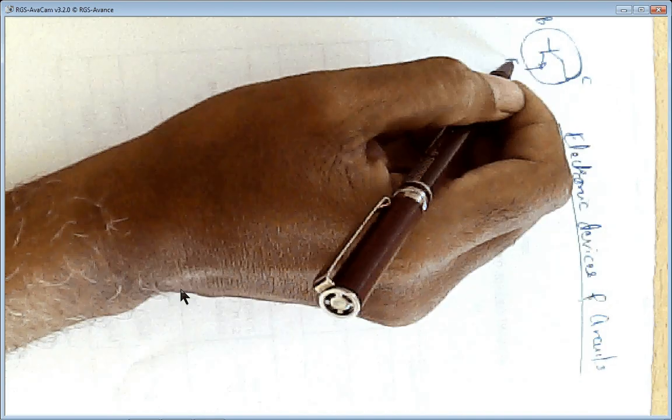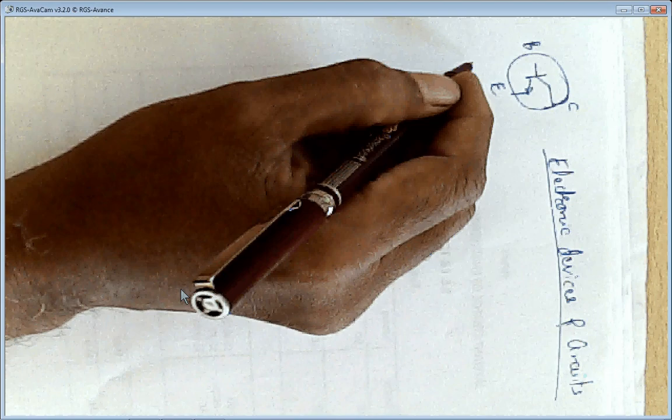So what is there basically? I think you must have studied this symbol before. What is this symbol? This is a transistor which has a base, collector and emitter. Three terminals are there. We can call this an NPN transistor, called a BJT, bipolar junction transistor.